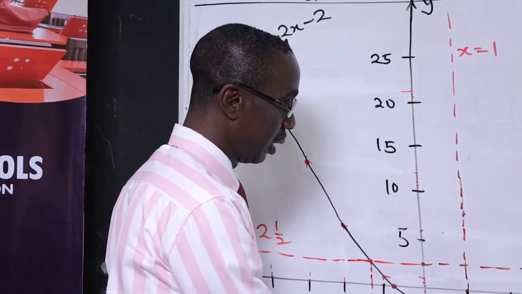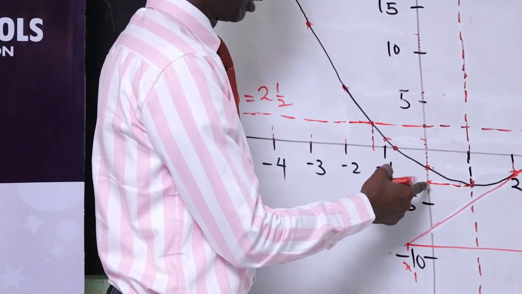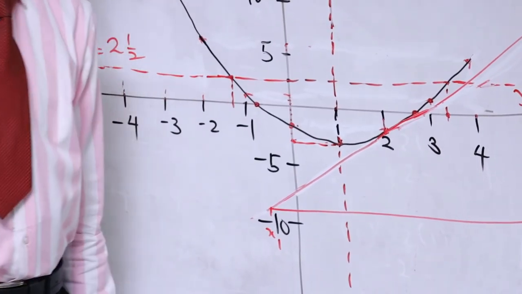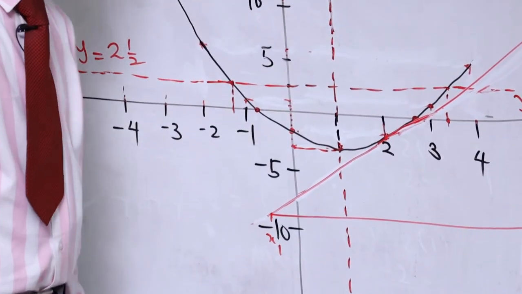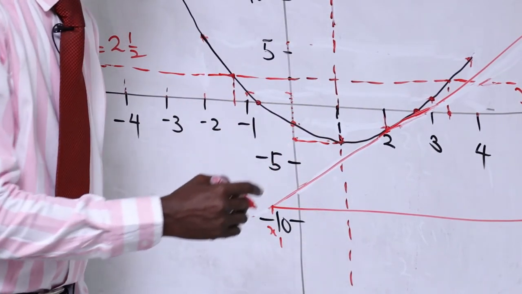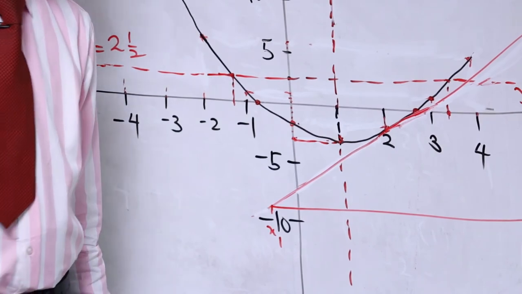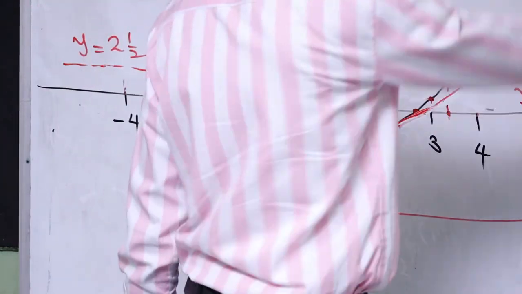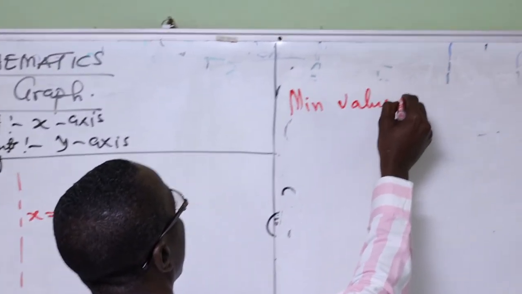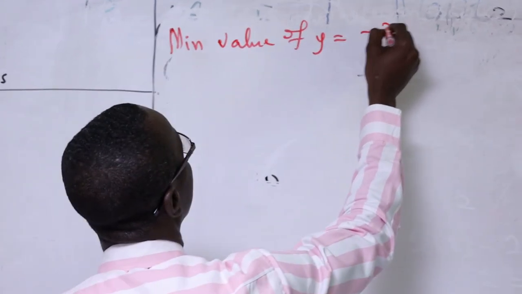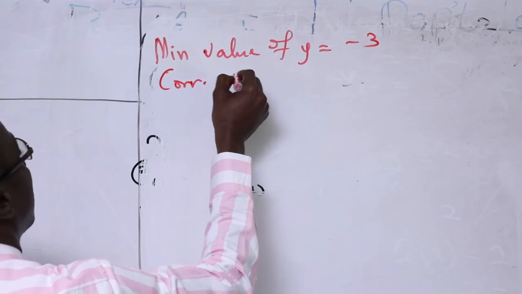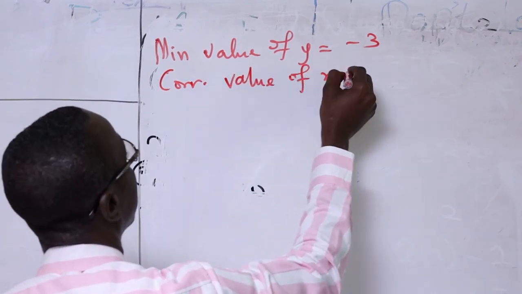What is this value from your graph? This should be minus 3 or something. Corresponding value of x should be 1. So that is the minimum value. Minimum value of y is minus 3. Corresponding value of x is 1. The next question.